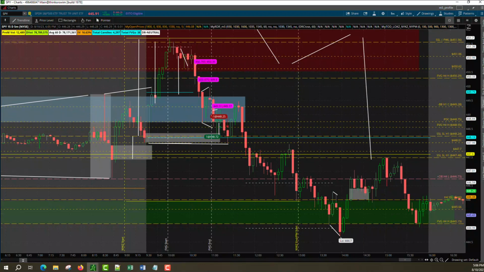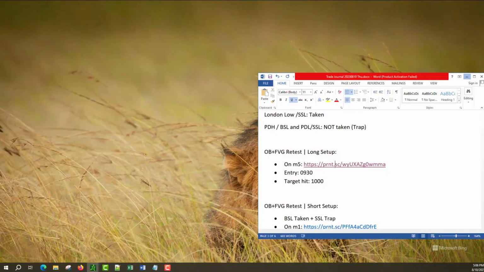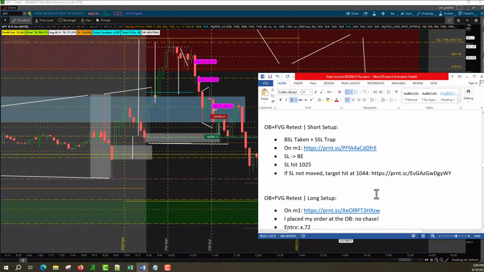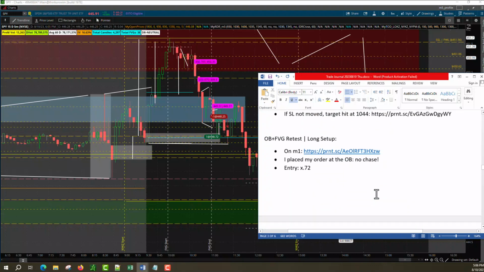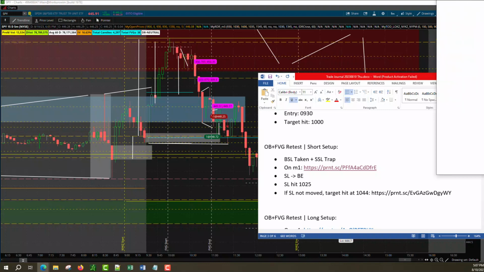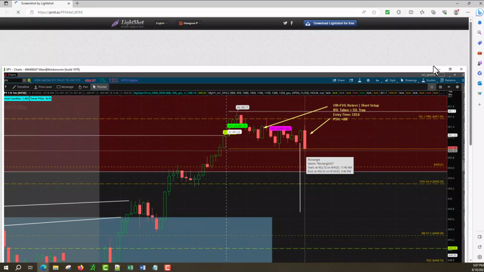Okay, let's look at another trade. The short setup, we also missed that trade. Right, so we have a very good high quality setup right here. The buy side liquidity was taken and the sell side liquidity was trapped. So that's the good recipe for you to go short right there. Okay, let's look at the 1 minute time frame to see what it means.